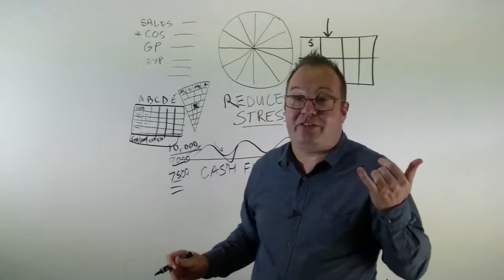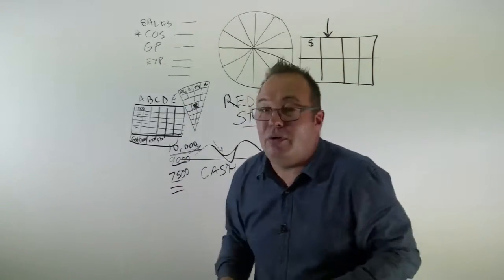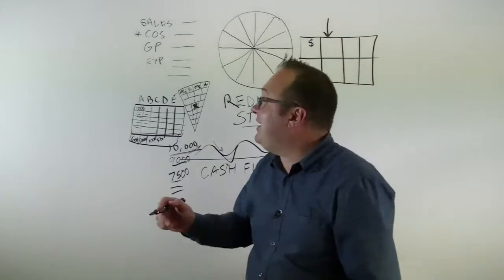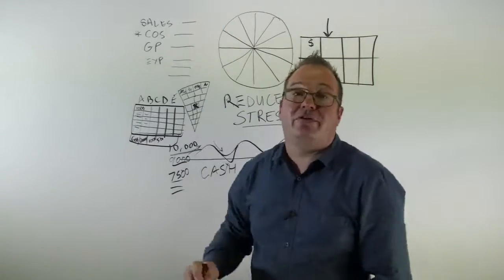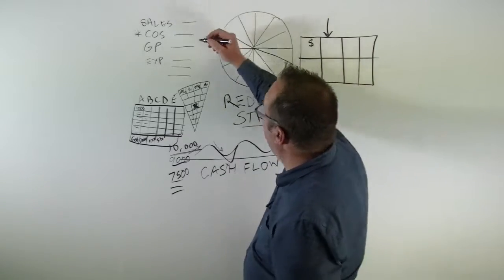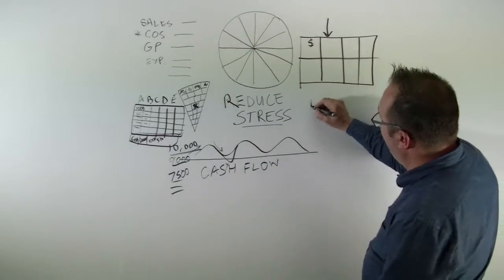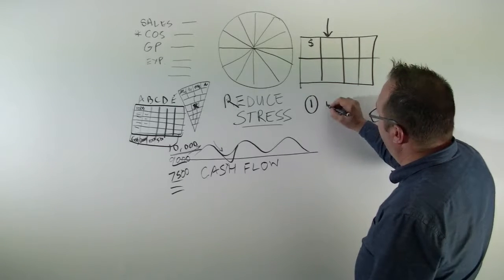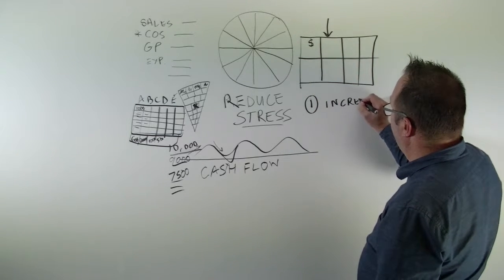You can call up your customers. You can say, come and buy more. But I'm going to tell you a secret. The easiest way to improve revenue is, and this is the first big tip, and that is, I'll put it over here. So number 1, you're going to increase your prices.